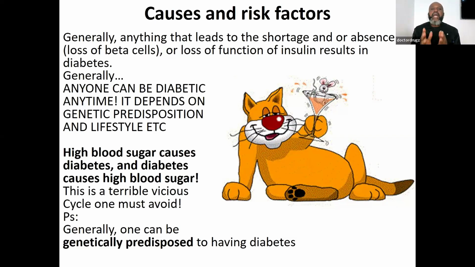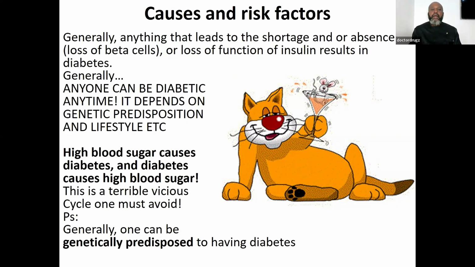Now, generally, anything that leads to the shortage or absence or loss of function of insulin results in diabetes. So, what this means is that high blood sugar causes diabetes and diabetes causes high blood sugar. Please let us bear in mind that anyone can be diabetic anytime, and it depends on genetic predisposition, lifestyle, and so on and so forth. This is a terrible vicious cycle that one must avoid.